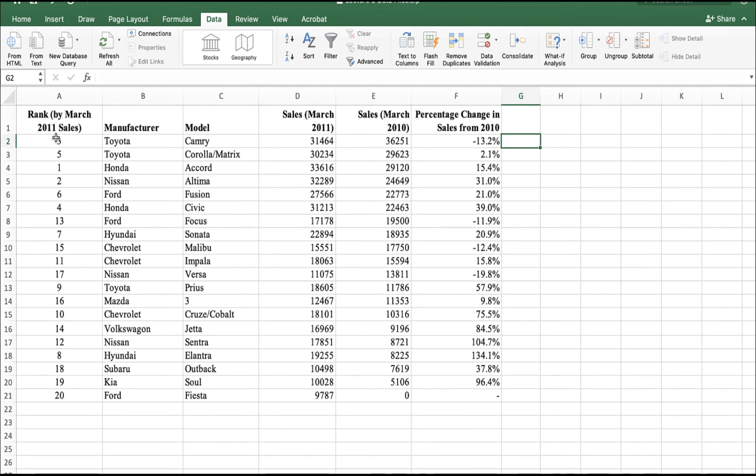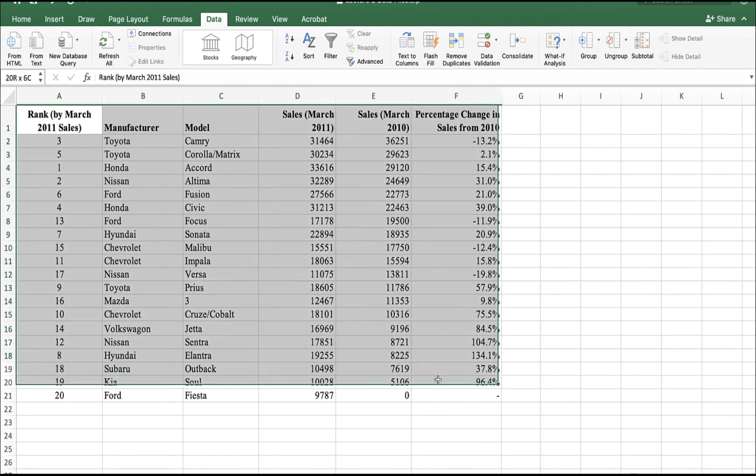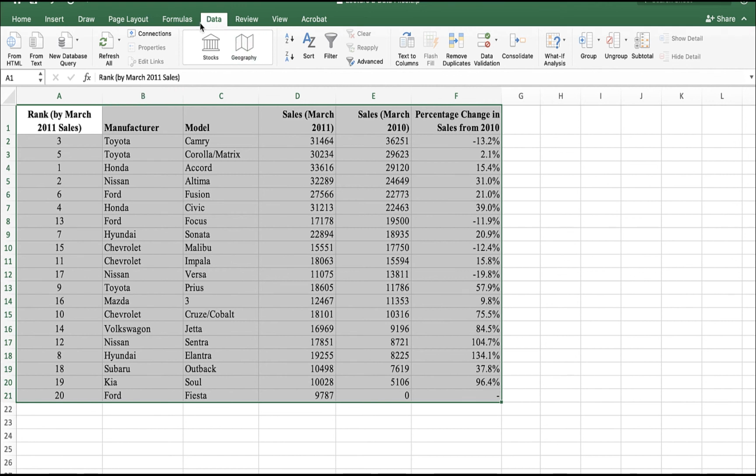And yes, there is. Again, I'm going to highlight all the data like this, A1 to F21. I'm going to make sure I'm clicked on the Data tab at the top, and then in the Sort and Filter group here, I'm going to press on Filter, and if you see, it just included all these drop-down menus.